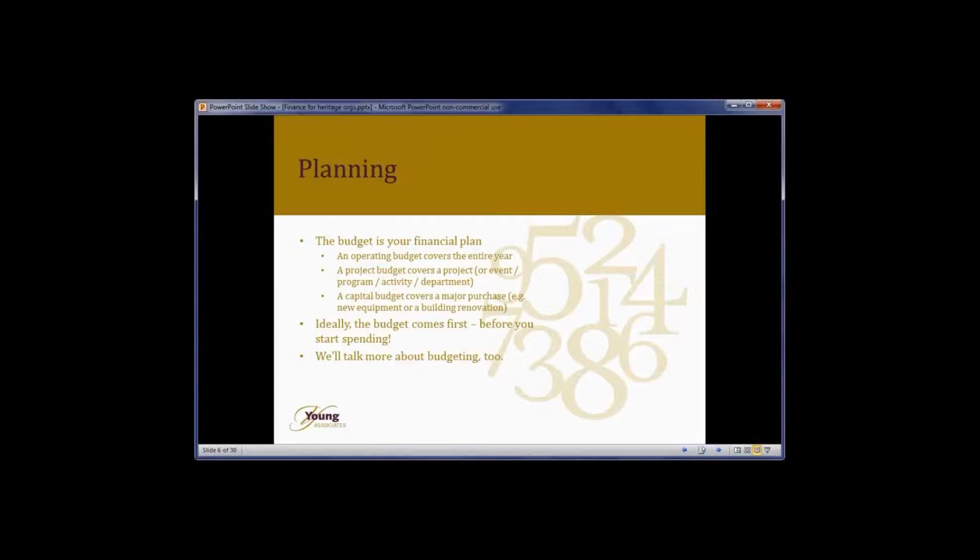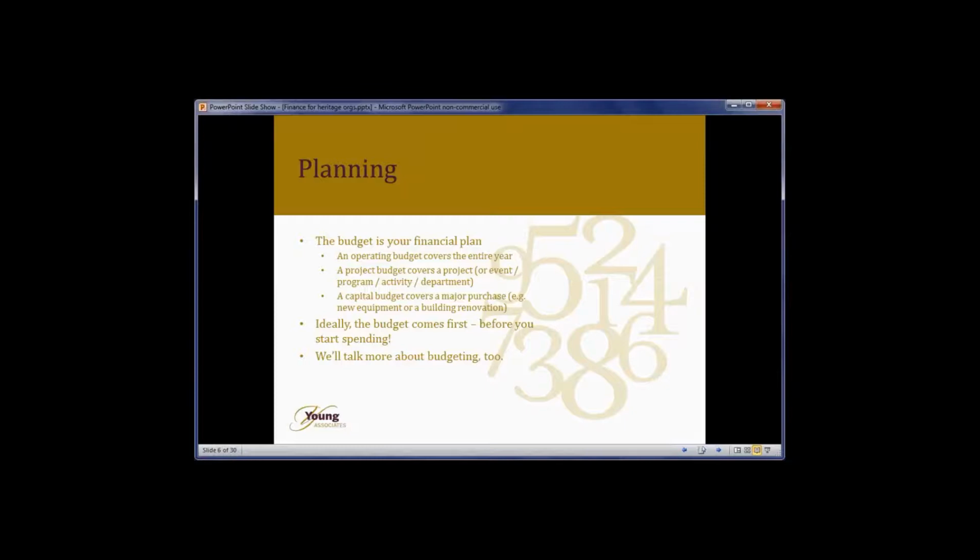The budget is the financial plan for the year. So when I think about financial planning, I'm mainly thinking about the operating budget. The operating budget covers the entire year. It covers all of your activities. You might also do a couple of different types of budgets depending on what your needs are. A project budget would cover one specific project or event or program or activity or department, one piece of your organization that has specific revenues and expenses associated with it.